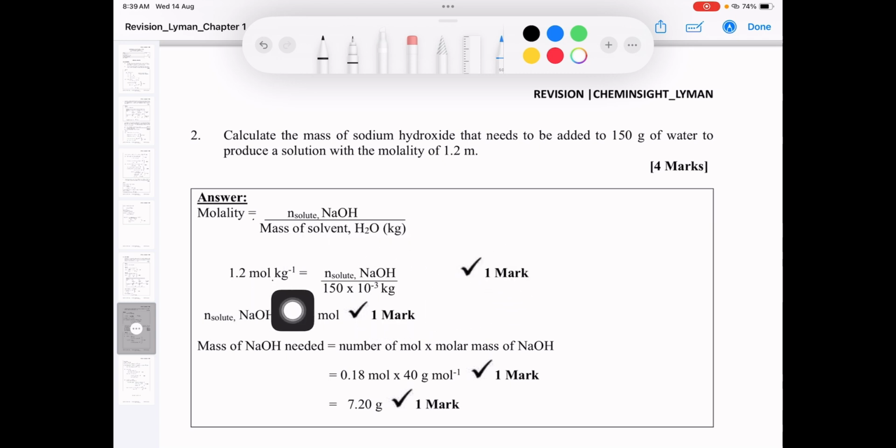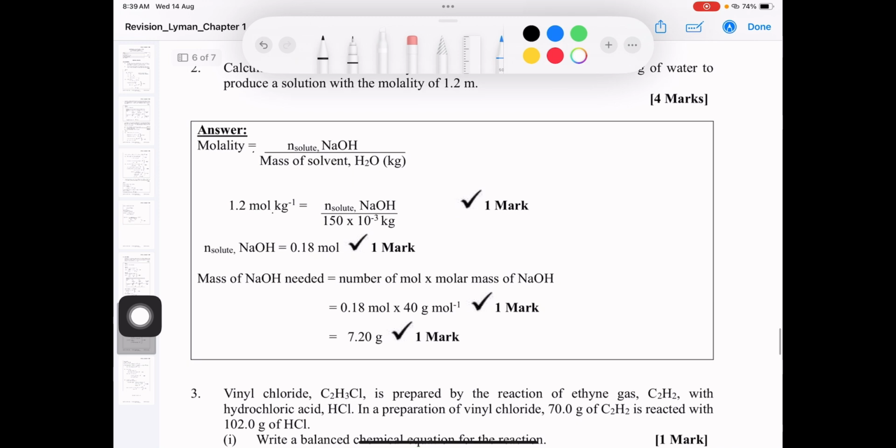Substitute the values in the formula. So n solute, which is NaOH, is equal to 0.18 mole. So another 1 mark is for the number of moles of NaOH.